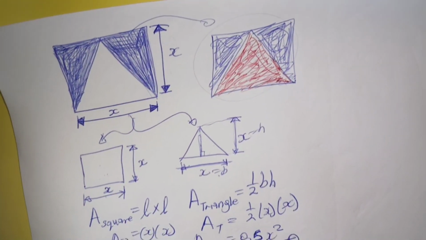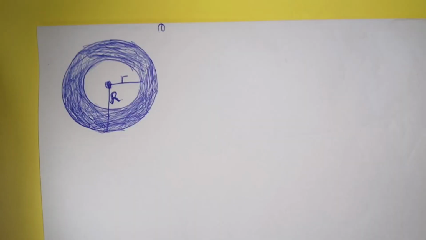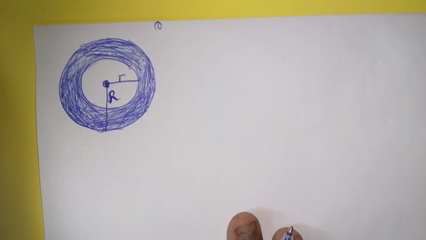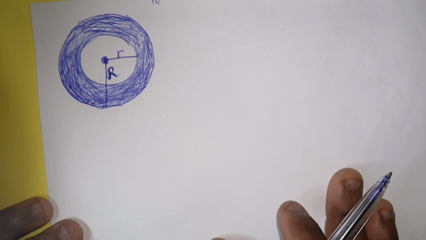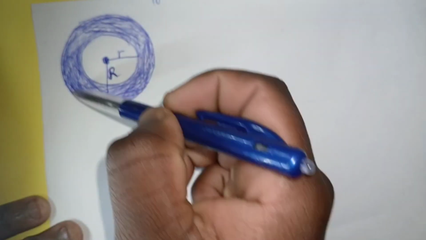So let me just do another one. Here's another question for calculating the area of the shaded part. Check something, to get the area of this shaded part.